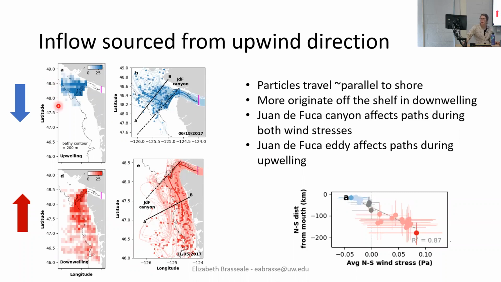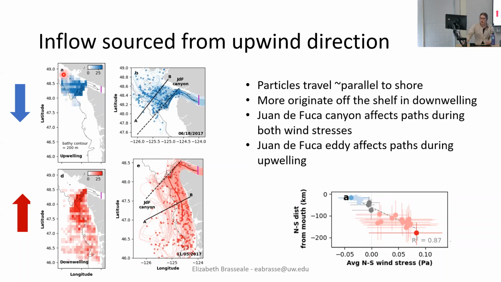In these left pictures, I combined all the ones that were blue, all the ones that were upwelling, and made a heat map of all their initial positions. I did the same with downwelling favorable winds, or southerly winds. I took all of these experiments where the mean north-south wind stress was from the south, and made a heat map of all the initial positions. These are example releases.